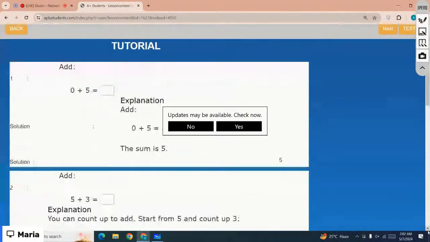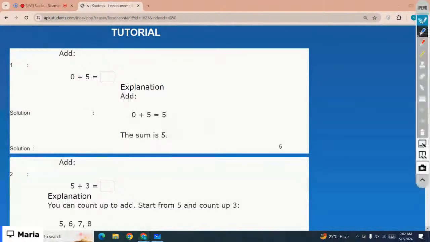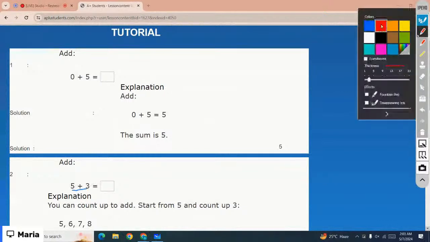Okay, the next one is 5 plus 3, right? So you can add whatever way you find easy. Either make the lines or you can start counting from the greater number and count until the smaller. Like you have to start 6, 7, 8. So that would be 8. 5 plus 3 is 8. Got it?